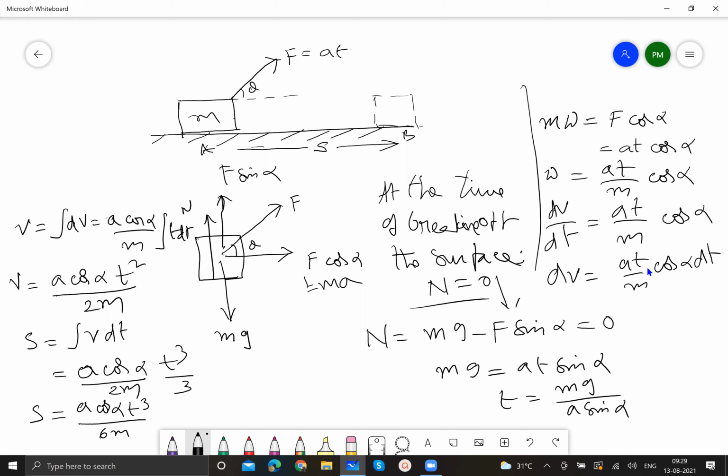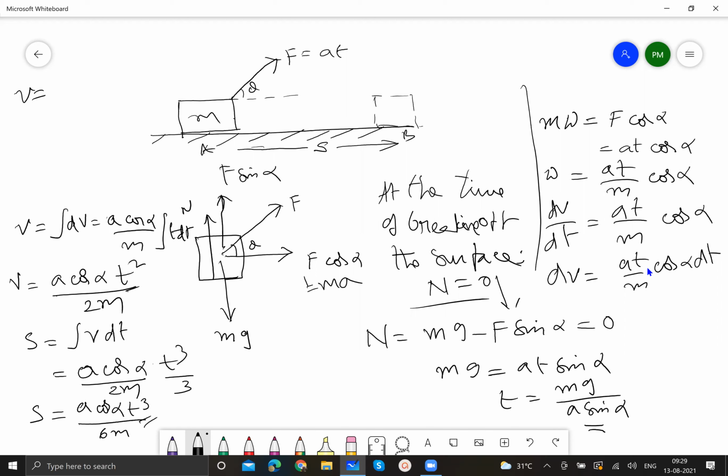Now you substitute the value of T in both velocity and acceleration terms. T is equal to mg by A sin alpha. So substitute the value of T here as well as here. You will be getting the expressions for velocity and acceleration. I'm writing here. Please do the simplification part afterwards.